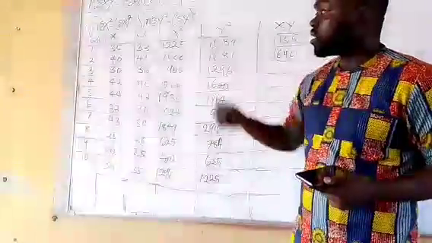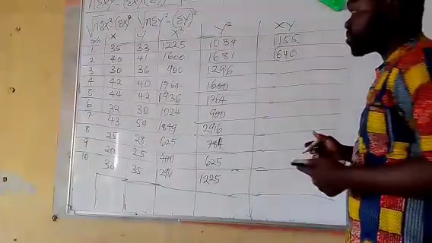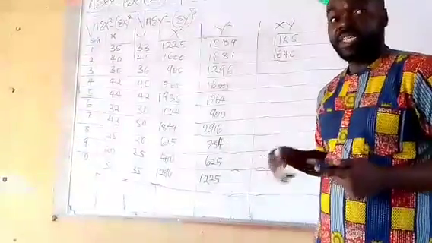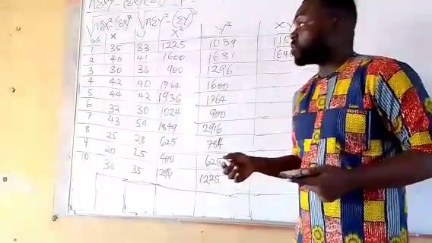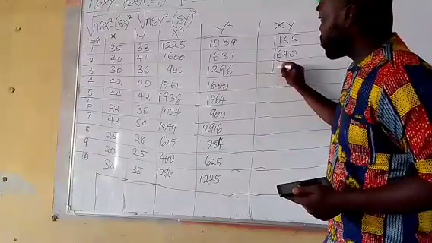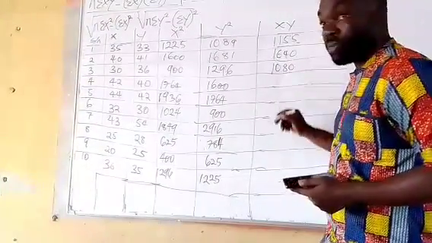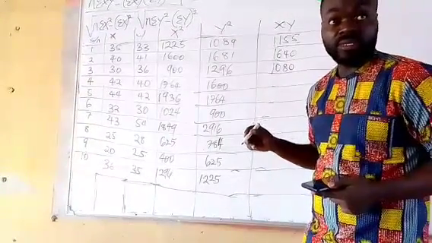1640. 30 multiplied by 36. Is it multiplied? Multiply. It's still the same thing as times. 40 multiplied by 36. 1080. Abi? 1080, right? Okay.